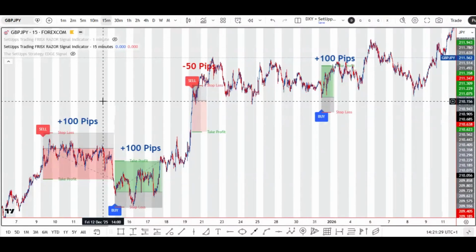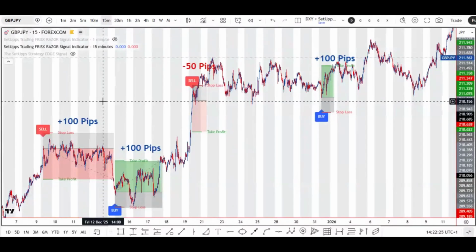I've been using indicators for years. I've set them up and I've been trading with them for almost 10 years, but took it really seriously around 2019. I've got the Edge and I've got the Frisx Razor. These seem to be very effective and profitable, so I've been using them myself to trade.